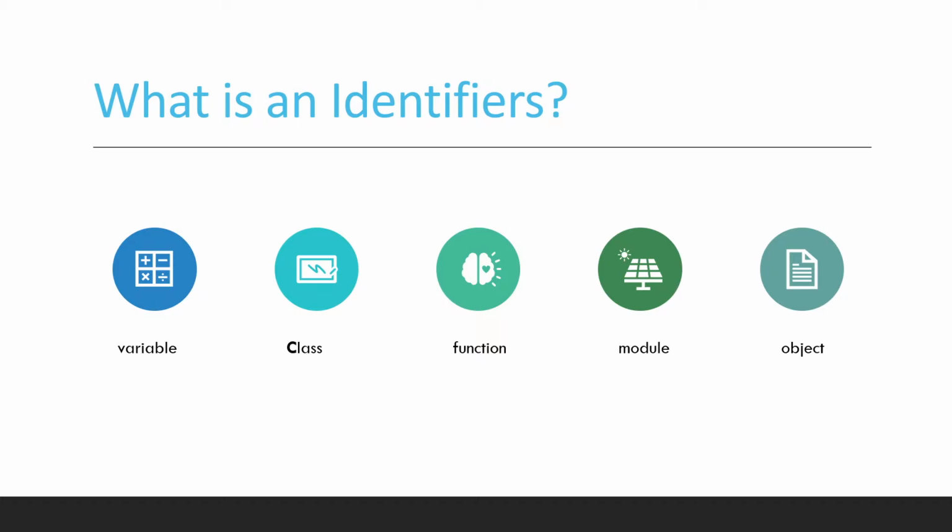Guys, one thing I'd like to make a note of here. Class always starts with an upper letter or camel case, okay, whereas other identifiers that can be variable, function, module or object can be a combination of complete lowercase or upper and lowercase or complete uppercase as well.